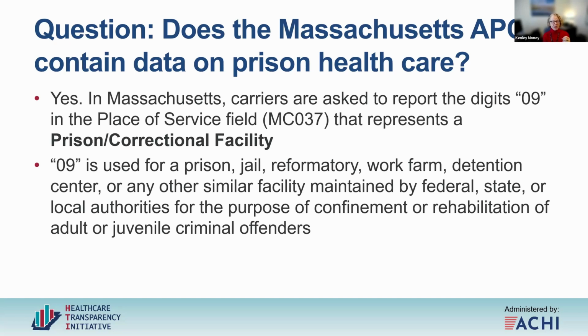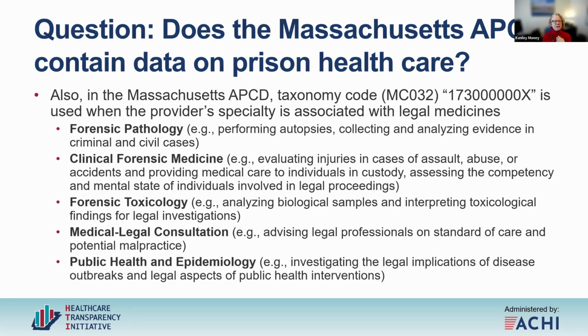Massachusetts uses a place of service field, MC037. I believe we call it facility type. It's the same field, MC037. And in Massachusetts, there's a value 09 that is used for prison, jail, reformatory, work farm, detention center, etc., that type of facility. And then the other thing they use is a taxonomy code.